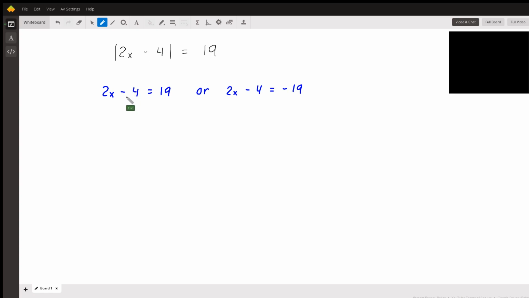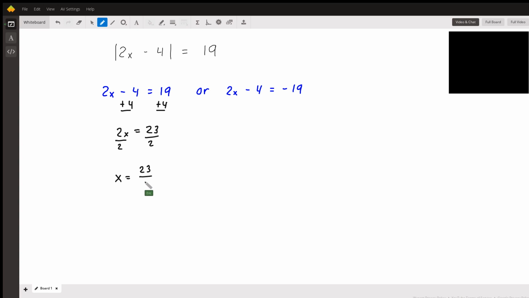So for 2x minus 4 equals 19, we begin by isolating our x term. So we're going to add 4 to both sides. And we're going to get 2x is equal to 19 plus 4, which is 23. Now we're just going to divide both sides by 2, and then we're going to be left with x equals 23 halves.